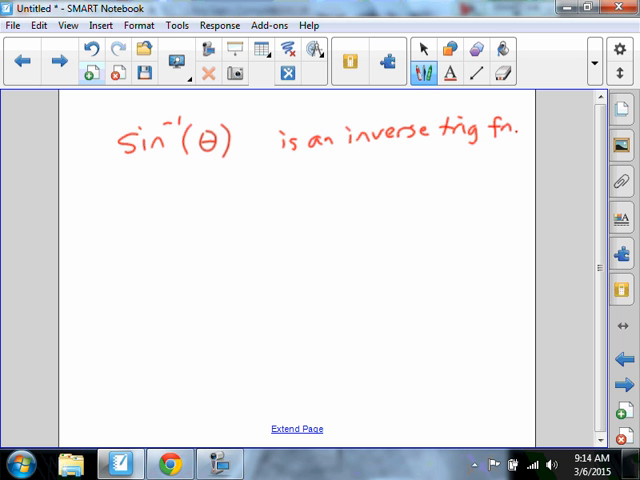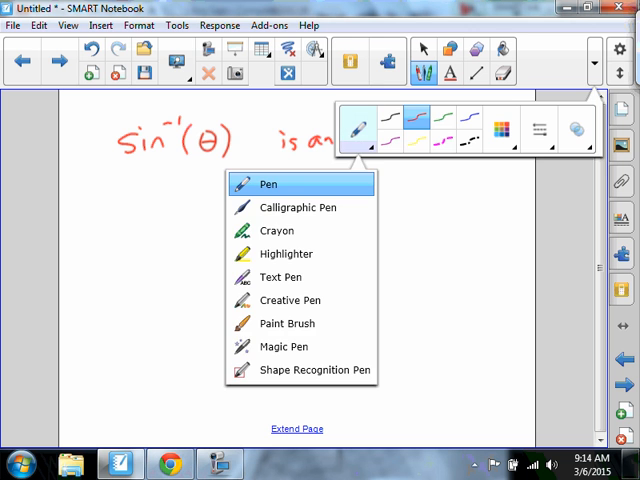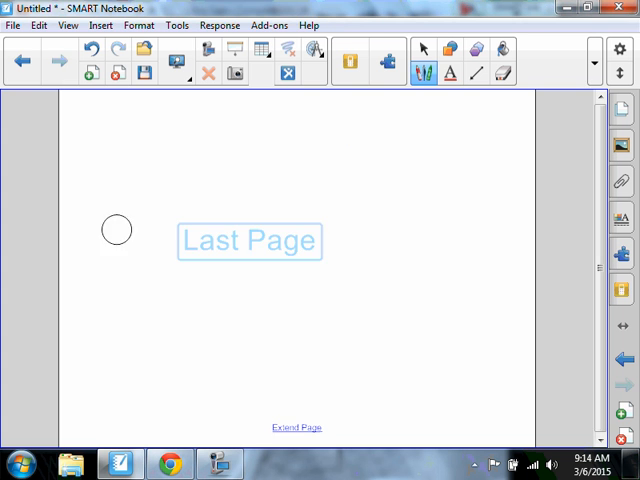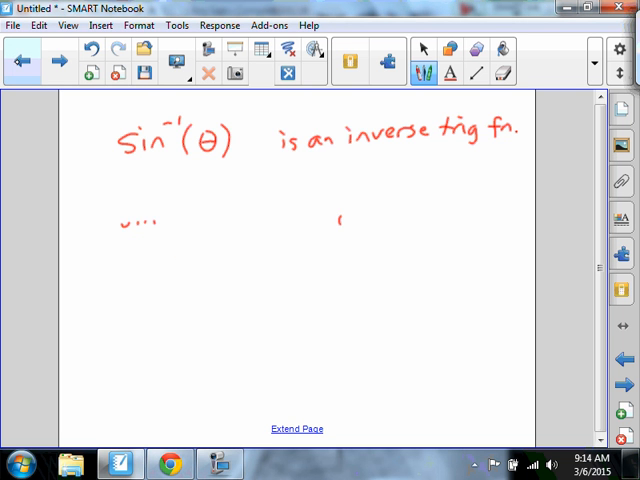Now my advanced class knows what happens if you take the inverse of a function. They kind of cancel each other out. So real quick, I'm just going to write this. You don't need to write this. If you took the sine inverse of the sine of theta, that would actually simplify to be just theta. And that's useful when you solve equations and are trying to find unknown angles, okay? But that's an inverse trigonometric function.